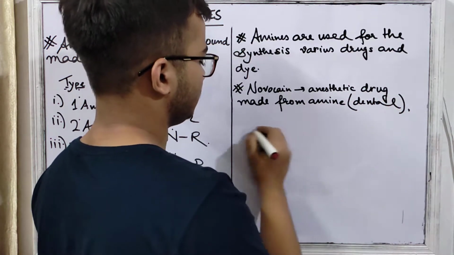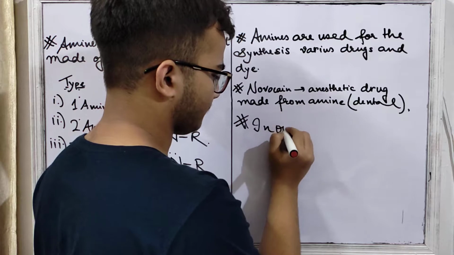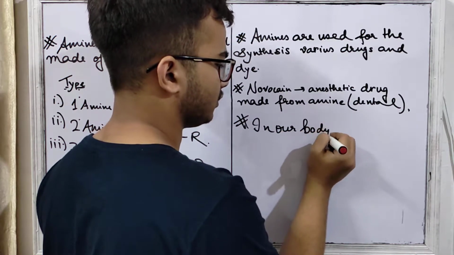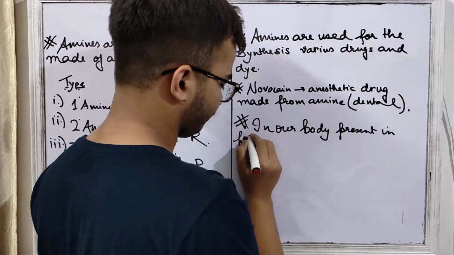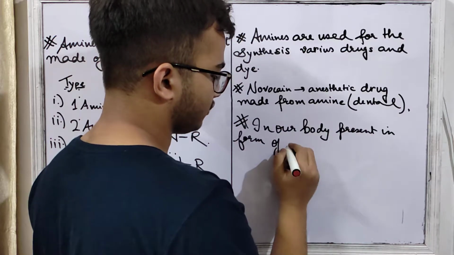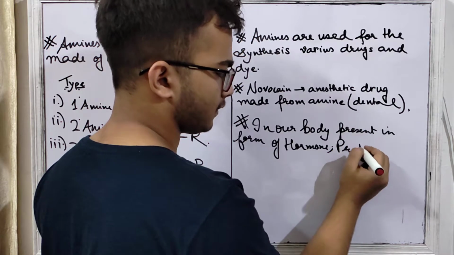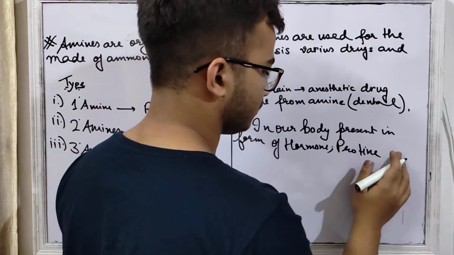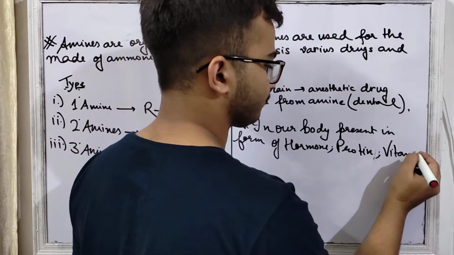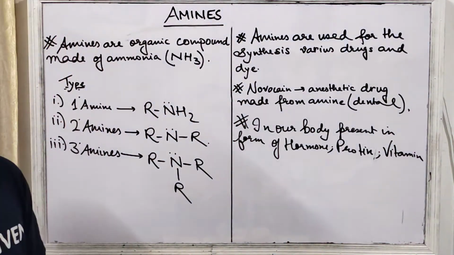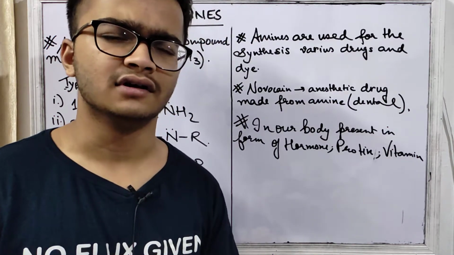Next is the biological occurrence of amines in our body. Amines are present in the form of hormones, proteins and vitamins. Clear? So this was about the occurrence of amines. So you copy it up to this much. Next we will start with the preparation of amines.